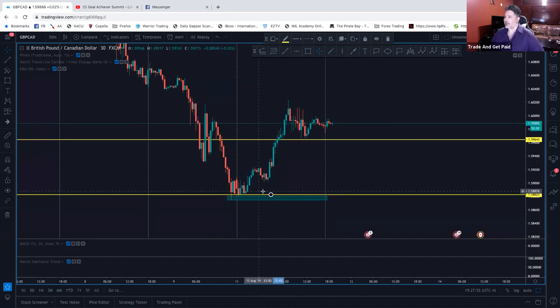Which, by the way, may be what happens with GCAD, because we've already determined that this is a very strong zone. It's not this one, by the way. It's this one up here.